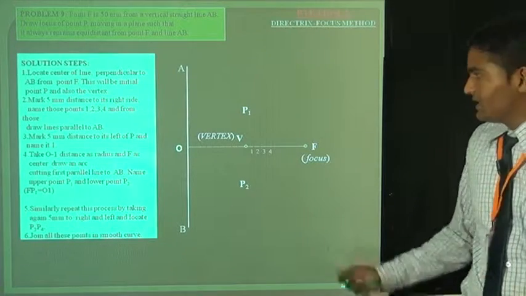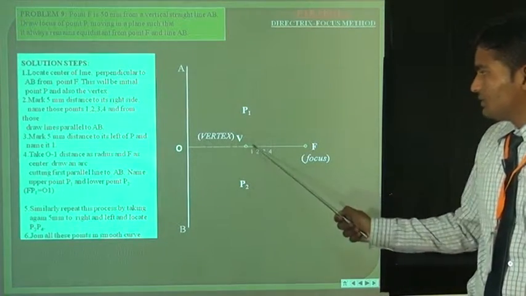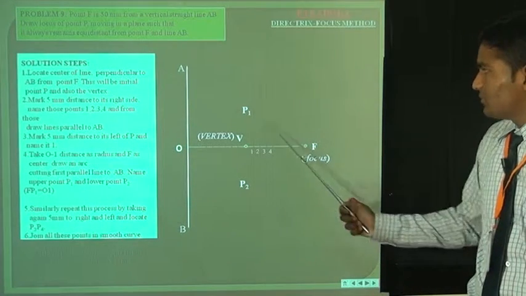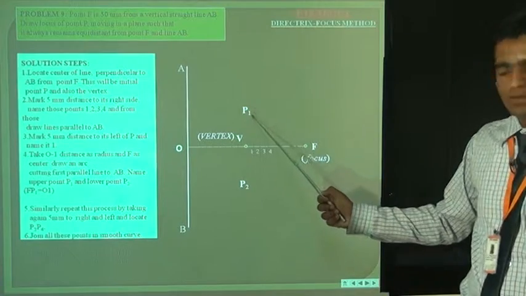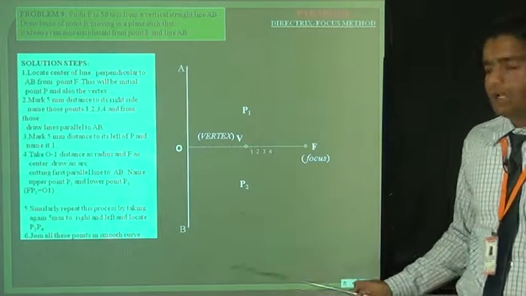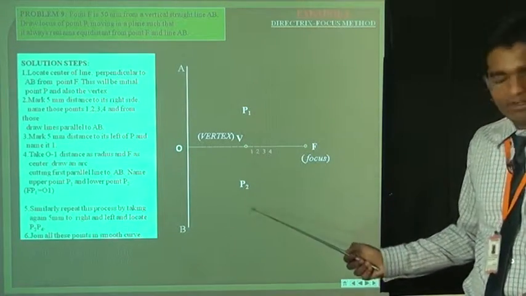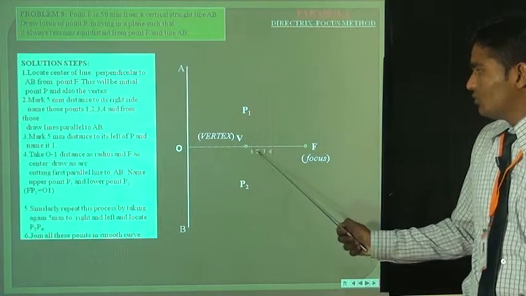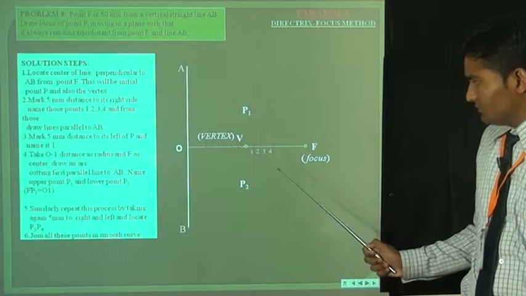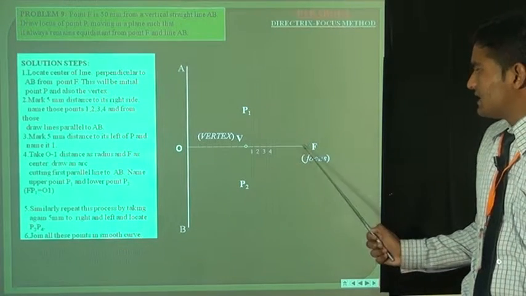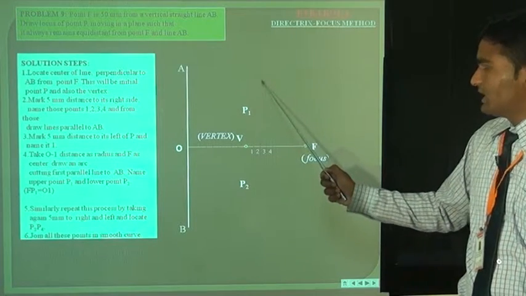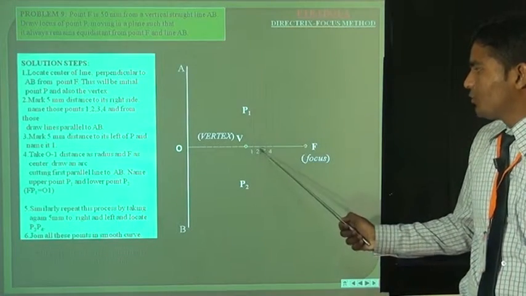So let's do like that. Take the distance O to 1 and take the center as F. Mark the point P1 on the vertical perpendicular line at 1. Now again take the distance O to 2 and take the center F and mark the point on the vertical perpendicular line which passes through the point 2.